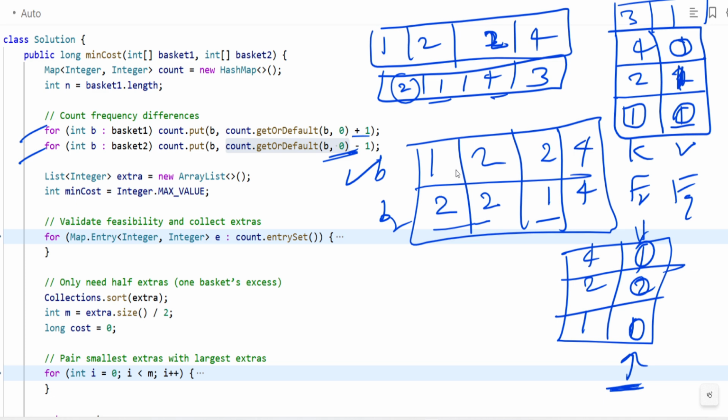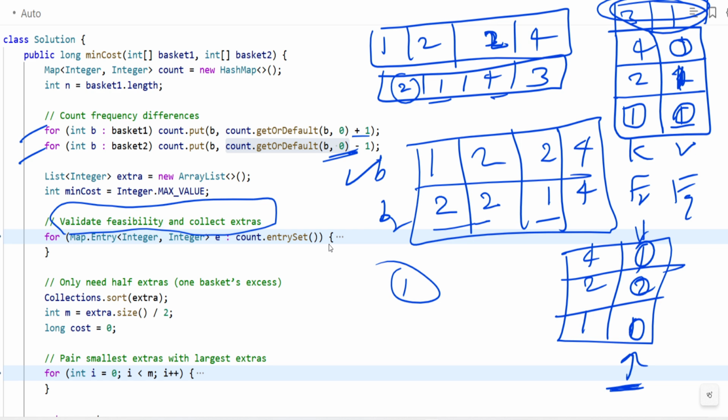What is the feasibility? Feasibility is if any fruit's total count from basket 1 and basket 2 is odd. Let's say 1 is coming. Like in this case it is coming 1. We will just return -1. We will not do anything, we'll return -1. So we have to validate. In the next step we have to validate. How we are going to do that, we will understand. Okay, we'll validate this. If it is coming, we'll return -1, so this is not feasible.